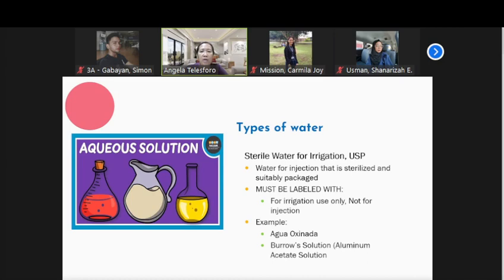Is there water for irrigation? It needs to be labeled as for irrigation use only and not for injection. Like your agua-oxinada or hydrogen peroxide, your borose solution, your aluminum acetate solution. In making these products, we use sterile water for irrigation.